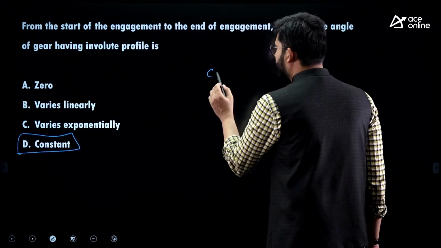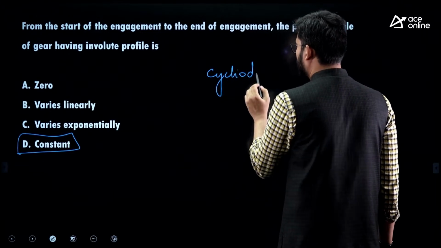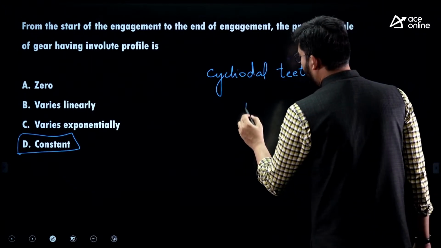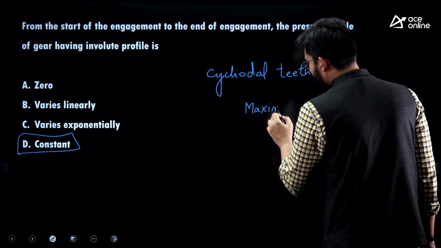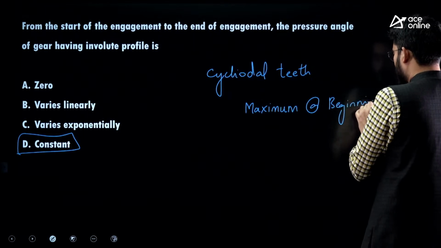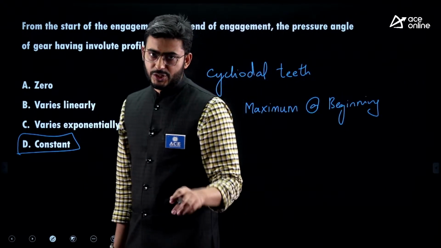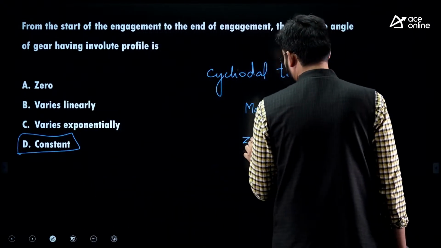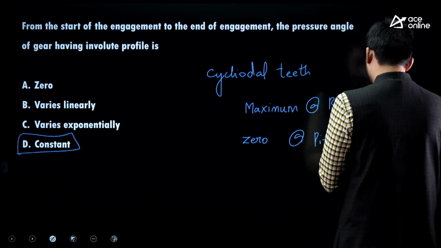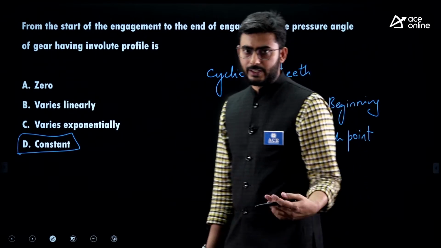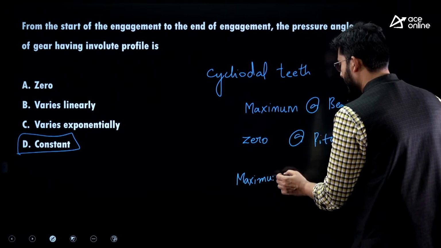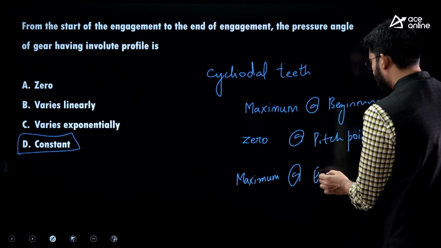But in case of cycloidal teeth, the pressure angle will be maximum at the beginning, 0 at the pitch point, and once again at the end of engagement it becomes maximum.